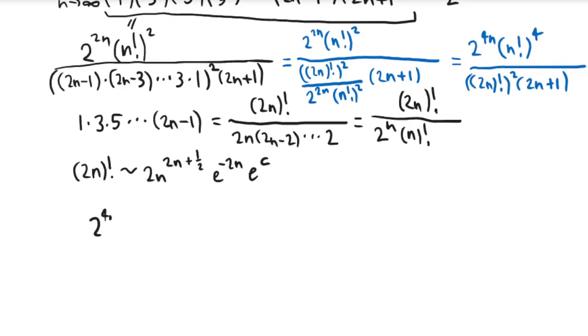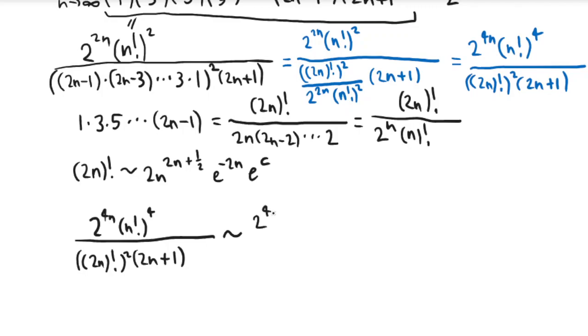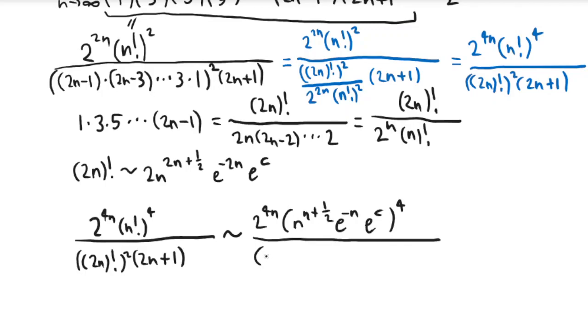So I know that 2 to the 4n, n factorial to the 4th, divided by 2n factorial squared, 2n plus 1. I know that this is not necessarily equal to, but this is asymptotic to the following: 2 to the 4n, and then I will have n to the n plus 1/2, e to the negative n, e to the c, to the 4th power, divided by 2n to the 2n plus 1/2, e to the negative 2n, e to the c squared, times 2n plus 1.